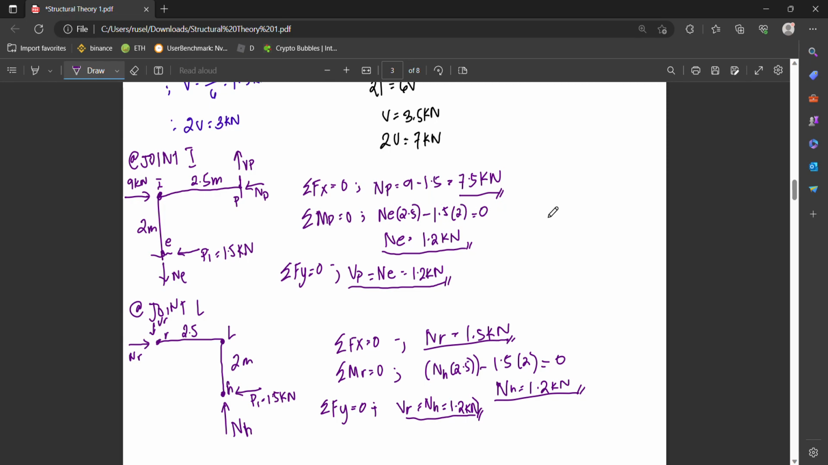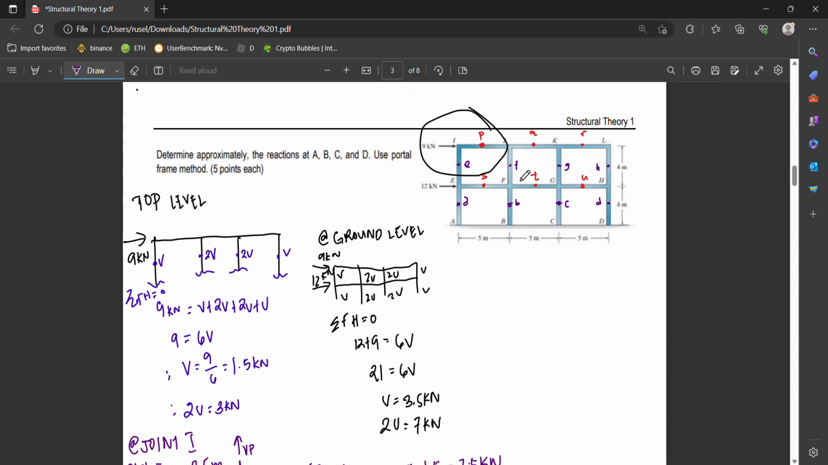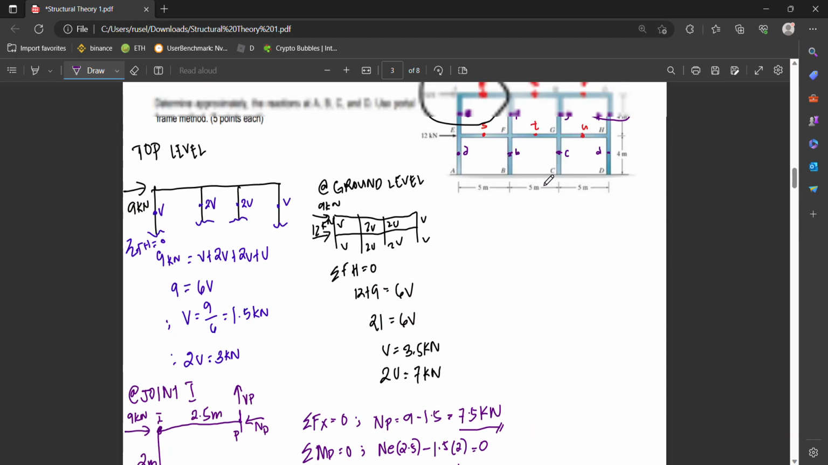So, okay na tayo. Already have your J, I, and L, kasi they are, tawag dito, symmetrical to each other. Same naman yan. So, let's find your joint JK naman. Dito naman tayo sa J and K.